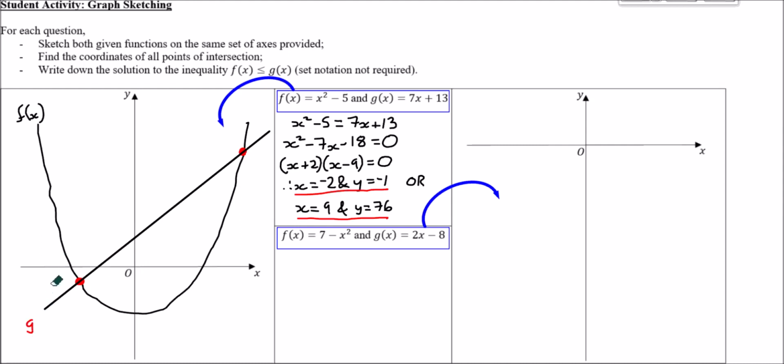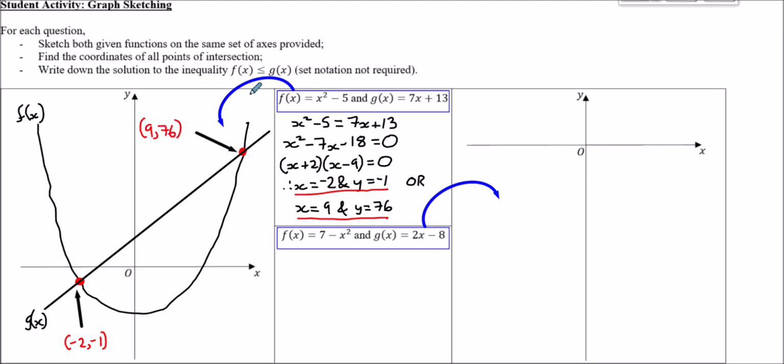I'll change colour, so g of x. Now let's just label on the coordinates of intersection. So we said this one over here was -2, -1, so we can label this on. And this point over here is where x is 9 and y is 76.